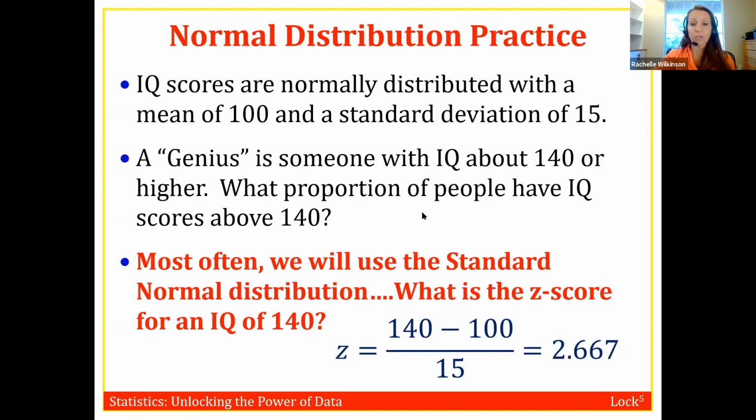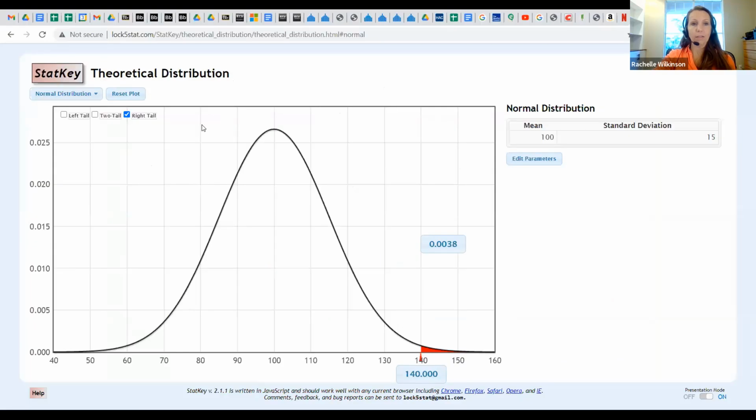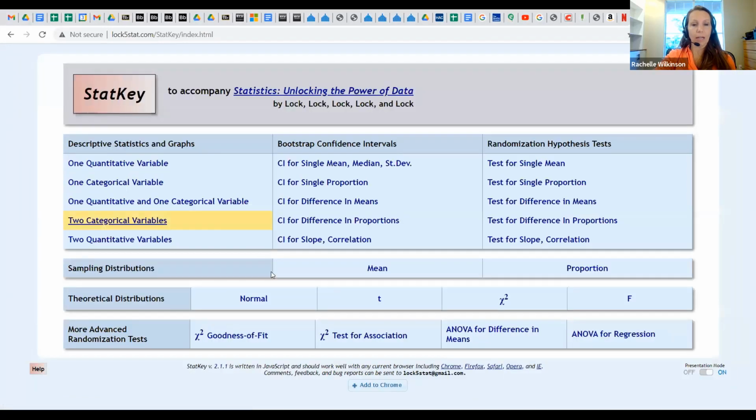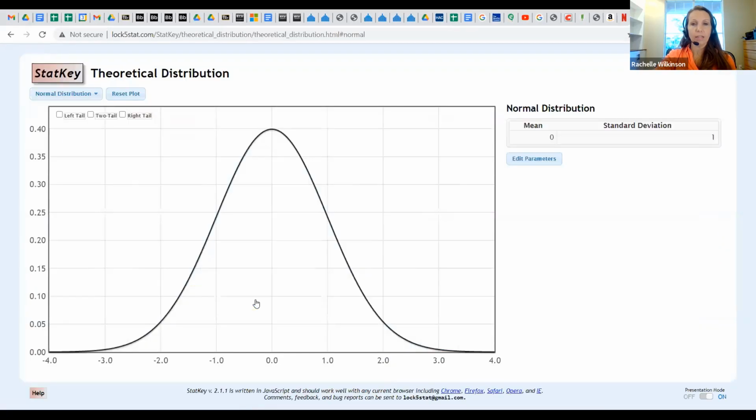Okay, so let's go back to StatKey and look at how we would find this area if we're using the standard normal distribution instead of the normal distribution that had a mean of 100 and a standard deviation of 15. Back in here, sometimes the easiest thing to do is just go all the way back out and then click on normal distribution again. That resets your parameters, your plot, and everything else. If you're keeping the parameters the same, you could just hit reset plot and that would do it. But if you always want to be on the safe side, I usually just go back out and come back in. Then I make sure I'm starting with a clean slate every time.